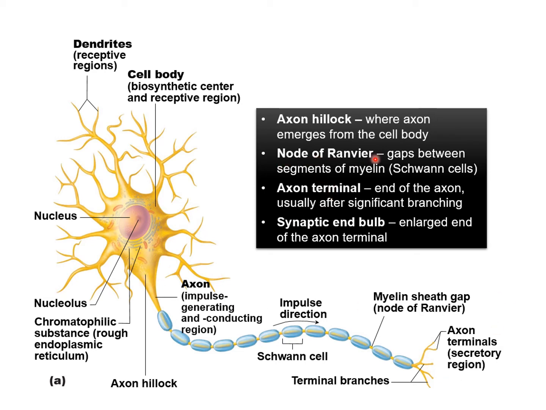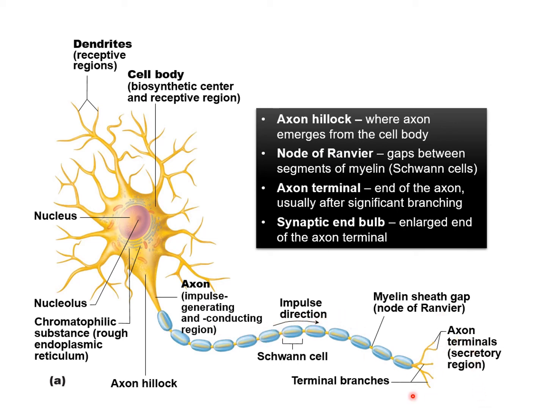Node of Ranvier, these are gaps between segments of myelin. So if we look at these little pieces of myelin, which is a fatty substance, each little section here is actually a cell. It's called a Schwann cell. And then we see these tiny little gaps in between each Schwann cell. That's what a node of Ranvier is. You could say Ranvier or Ranvier, it doesn't matter. But these little gaps are the nodes.